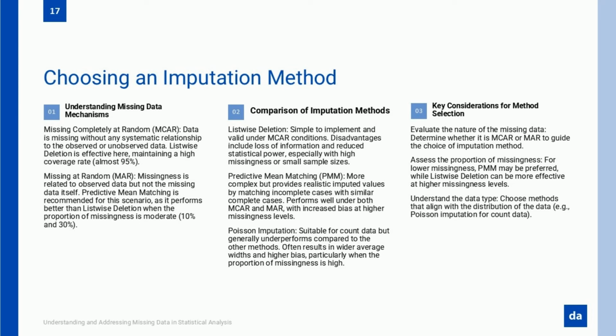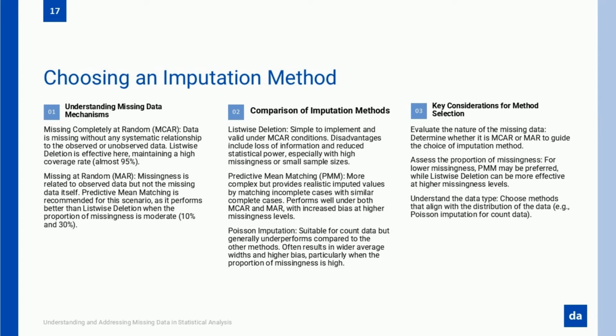Listwise deletion: easy to implement and great for MCAR. But if missingness gets high, it's like throwing away pieces of a jigsaw puzzle. You'll end up with half the picture. Predictive mean matching, PMM. More complex, but it's like having a smart assistant who matches missing cases with their best friends. Performs beautifully across the board, even with some chaos. Poisson imputation. Best suited for count data, but let's face it, it often underperforms. Think of it as that one friend who's great at one very specific task, but not much else.